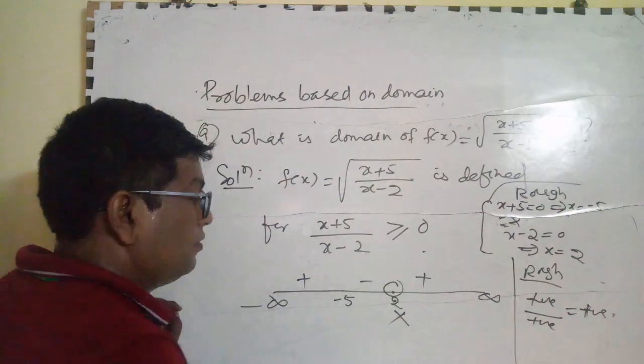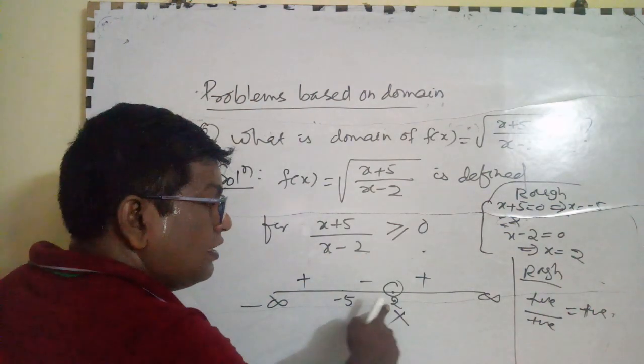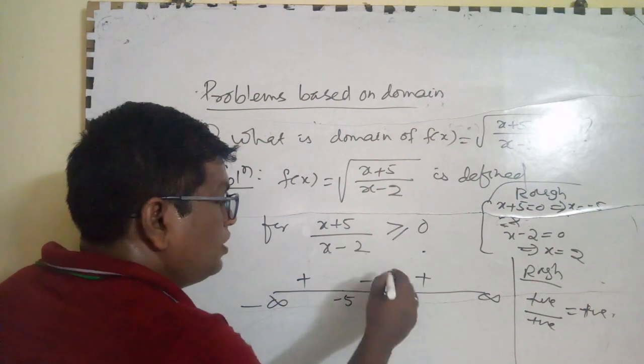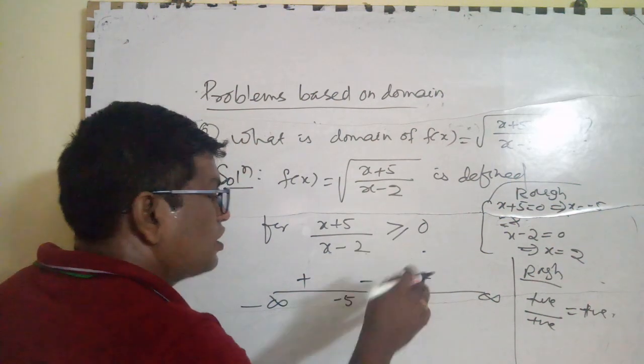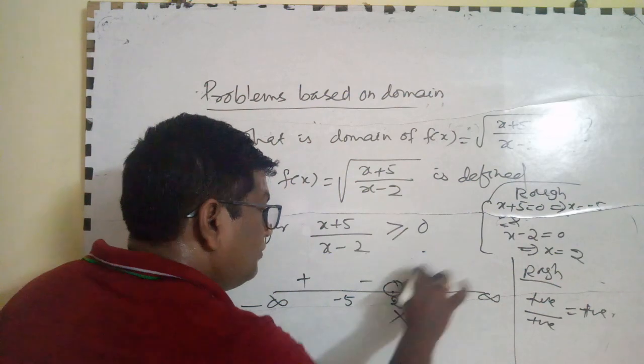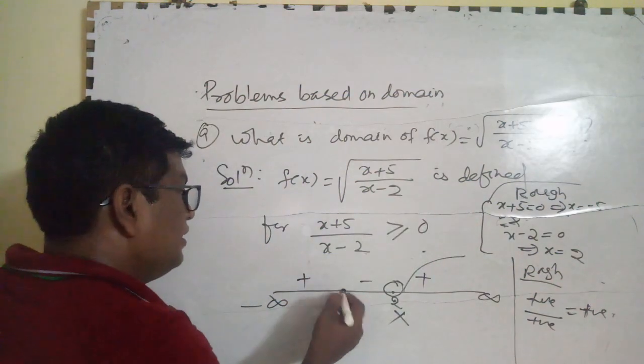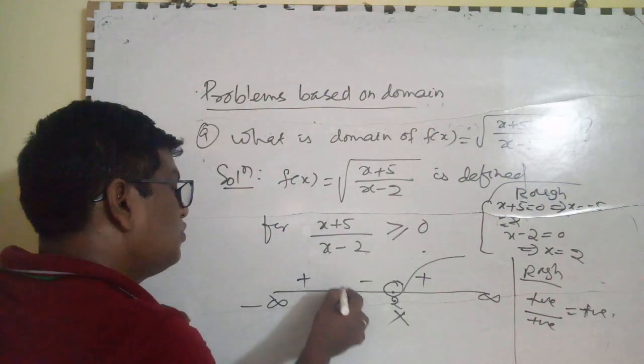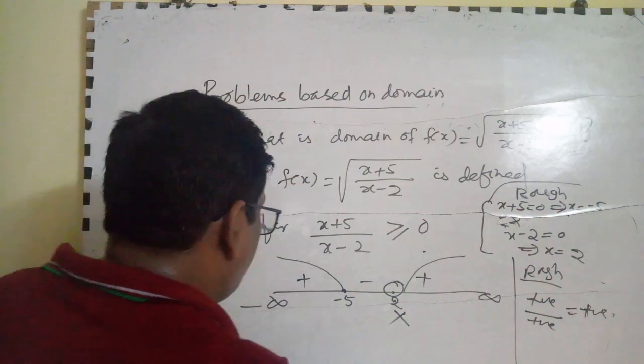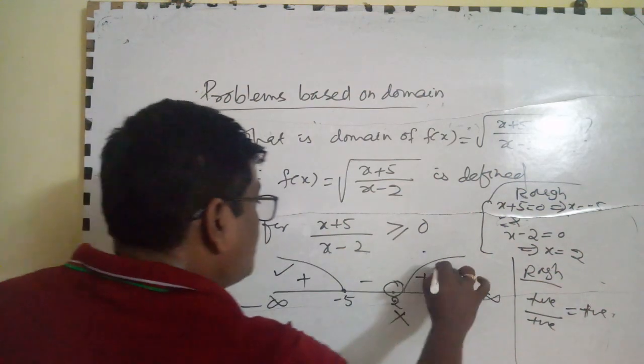Greater than or equal to 0. Since 2 is excluded, 2 is not counted. Greater than 2 only, and less than or equal to minus 5 here. So dom f equal to this region and this region.